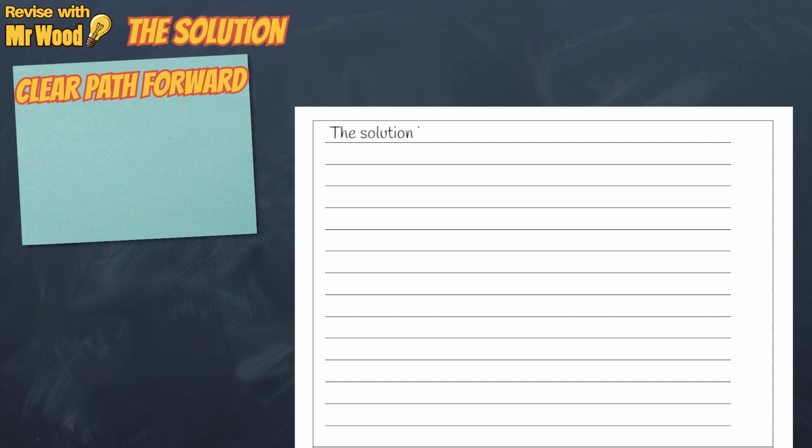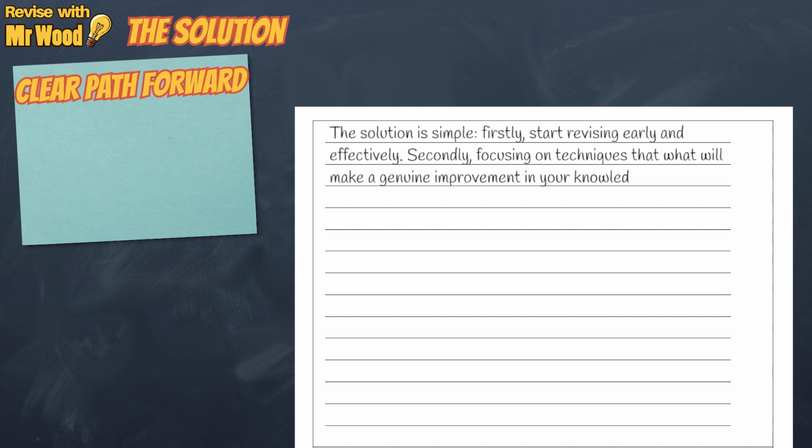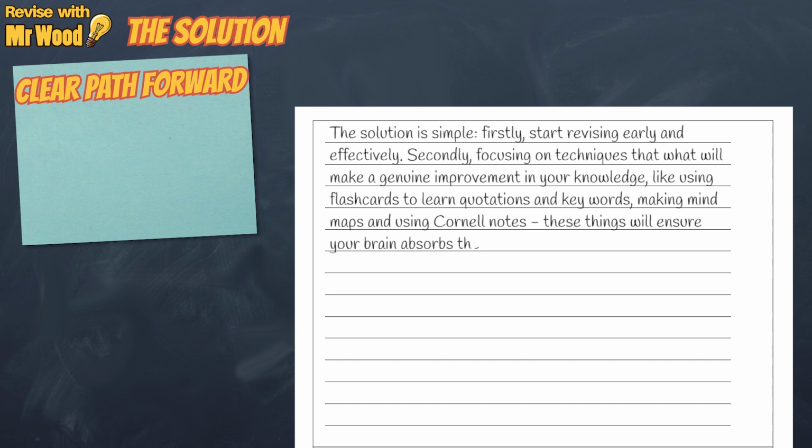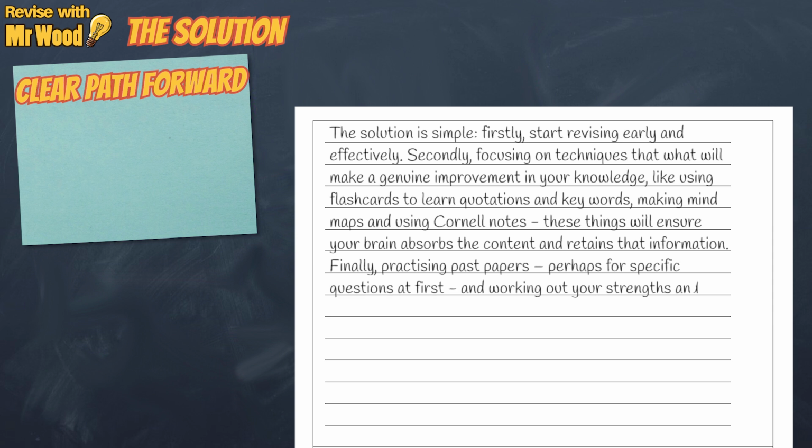The solution is simple. Firstly, start revising early and effectively. Secondly, focusing on techniques that will make a genuine improvement in your knowledge, like using flashcards to learn quotations and keywords, making mind maps, and using Cornell notes. These things will ensure your brain absorbs the content and retains the information. Finally, practicing past papers, perhaps for specific questions at first, and working out your strengths and weaknesses will mean that you're not just studying hard, you're studying smart.